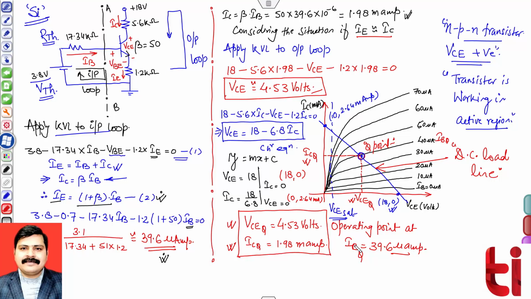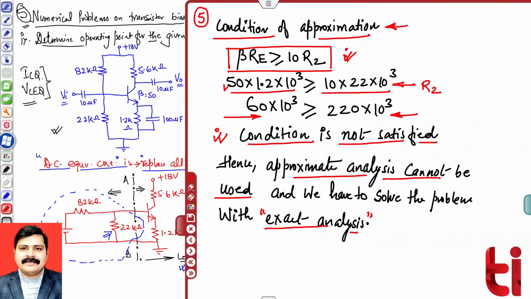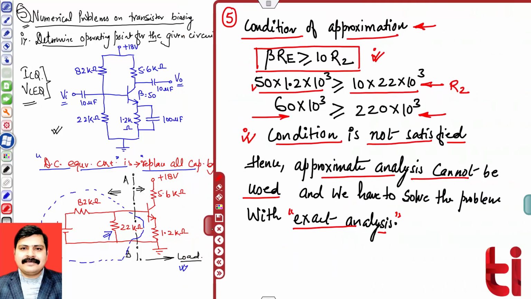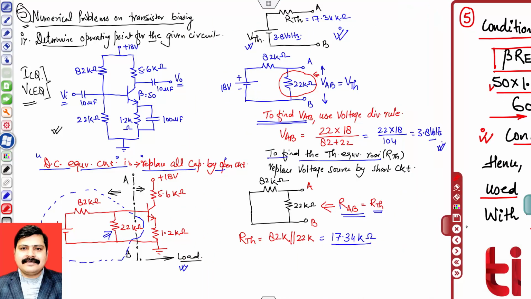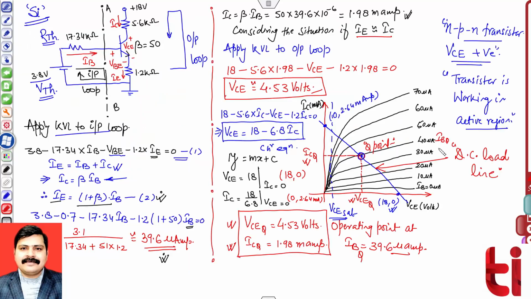My problem was given of voltage divider bias. We have checked that for this particular case, the condition of approximation was not valid. Therefore, we were bound to solve the problem with exact analysis. We have applied the exact analysis over here, and we have verified that my transistor is working in active region. We have shown the load line also. We have performed the load line analysis, and these are my final results. Okay, so let's proceed to the next problem.